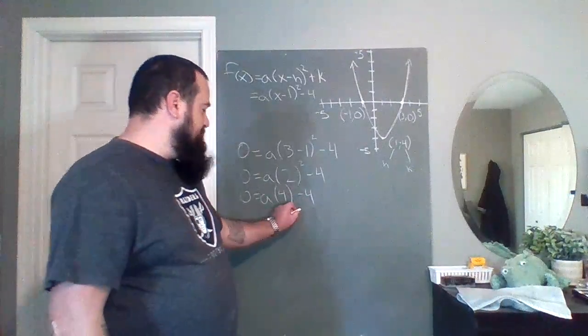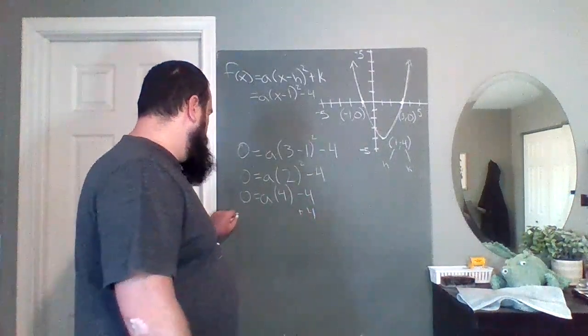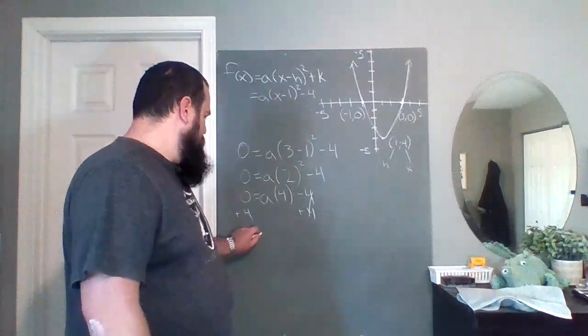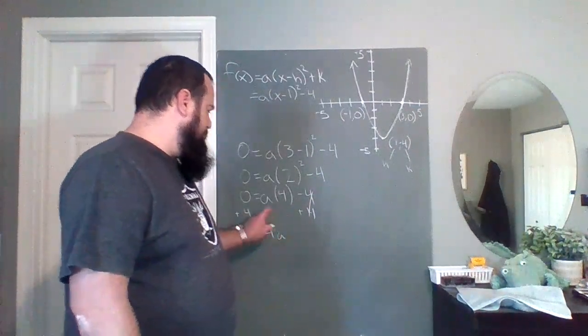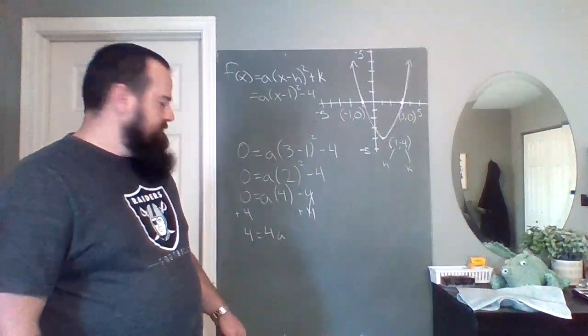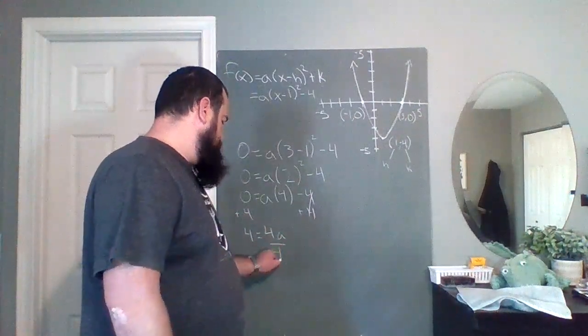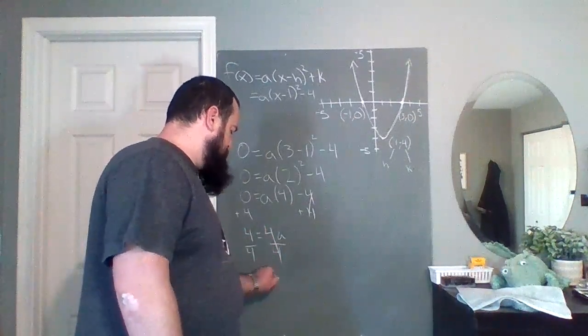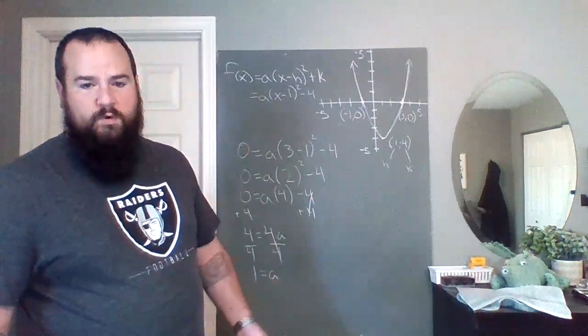So what we have to do is we have to add 4 to both sides to get rid of that. When I do, I get 4 equals 4a, because a times 4 is the same as 4 times a. And then we divide both sides by 4, and I get a equals 1.